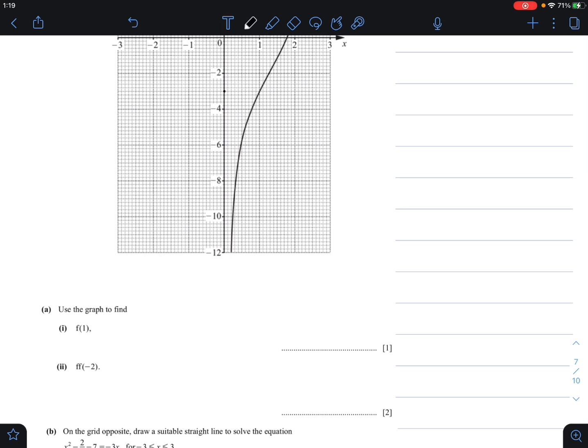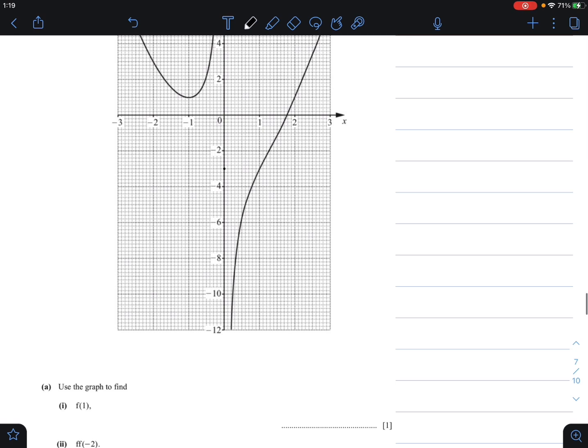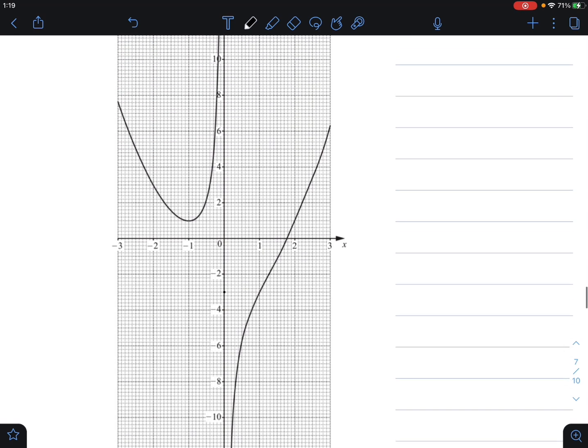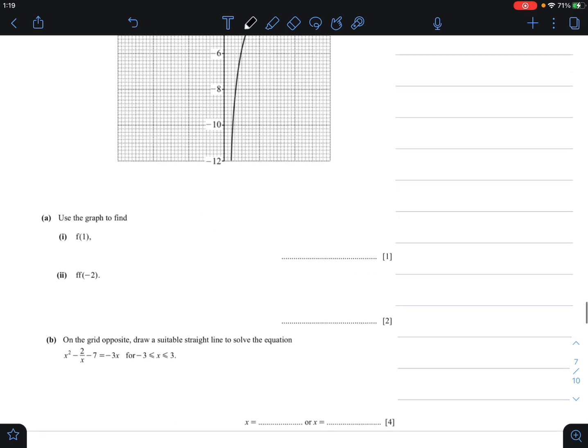For f of 1, which means the x value is 1, we have to see where the graph intersects, or what the y coordinate is when x is 1. So, x is 1 right over here. You can draw a vertical line from 1, and make sure you use a pencil and a ruler to do this so you get more accurate answers. This is where x is 1 and it is intersecting at the point of -3. So therefore your answer for part A1 would be -3.